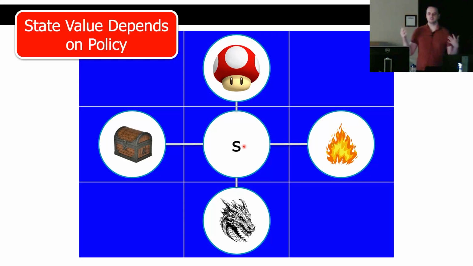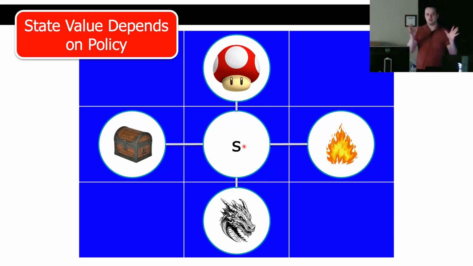Is this a high valued state, neutral, low? What is the value of being at this state? What is V of S? Yep. Neutral. Why is it neutral? So the response, just for the mic, was that it's neutral because there's 2 bad options and 2 good options, right? So that's a pretty intuitive thing to say.